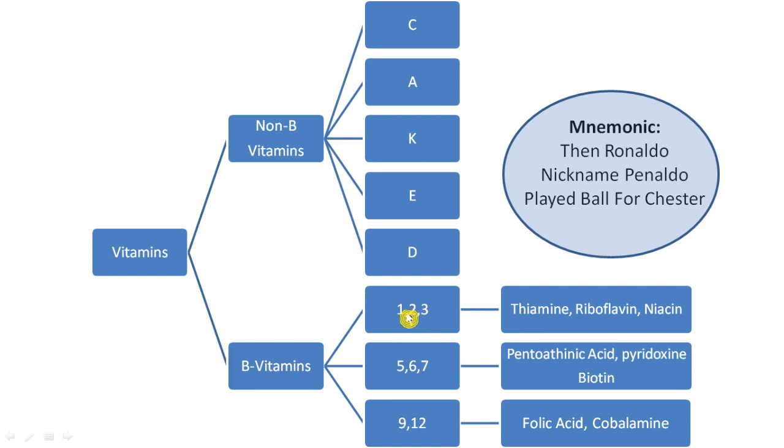So vitamin B1, you can remember it by the "then", so that's thiamine. Vitamin B2 is riboflavin. B3 is your niacin. Vitamin B5 is your pantothenic acid. Vitamin B6 is your pyridoxine. Vitamin B7 is your biotin. Vitamin B9 is your folic acid, and vitamin B12 is your cobalamin. So this mnemonic can be used for the names of all of these vitamins.